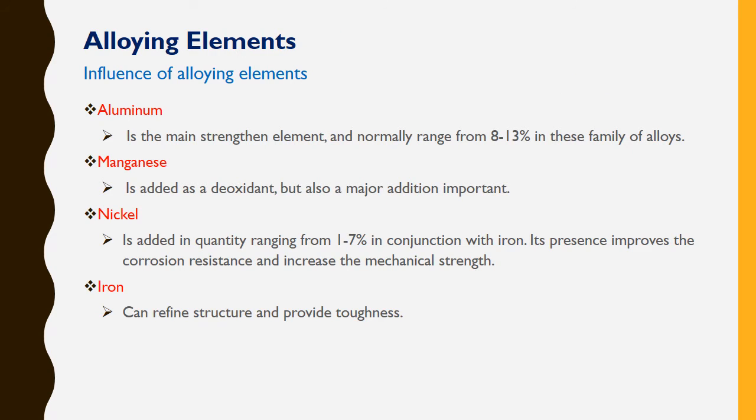Alloying elements. Influence of alloying elements. Aluminum is the main strengthening element and normally ranges from 8 to 13% in this family of alloys. Manganese is added as a deoxidant, but is also an important major addition. Nickel is added in quantities ranging from 1 to 7% in conjunction with iron. It improves corrosion resistance and increases mechanical strength. Iron can refine structure and provide toughness.